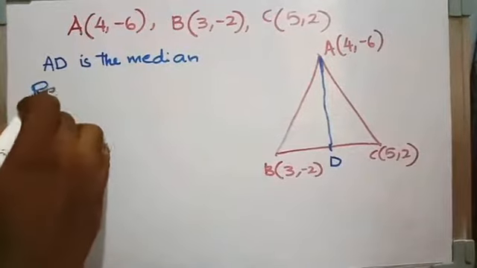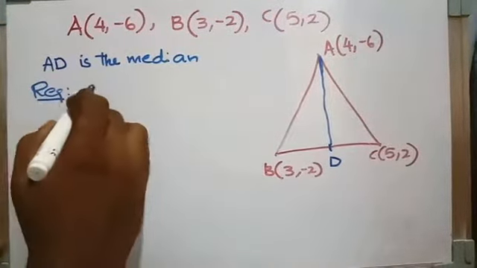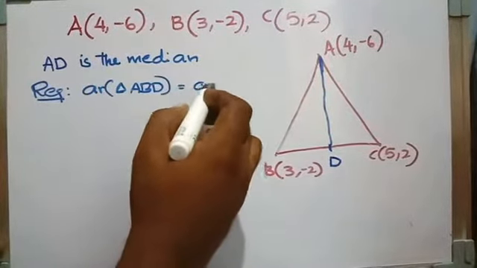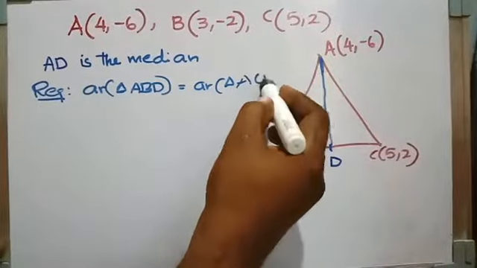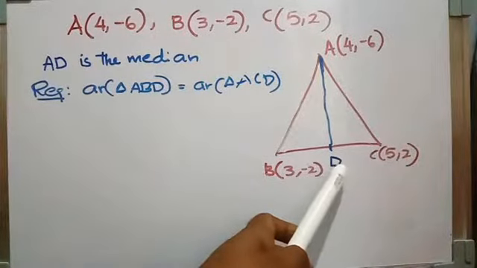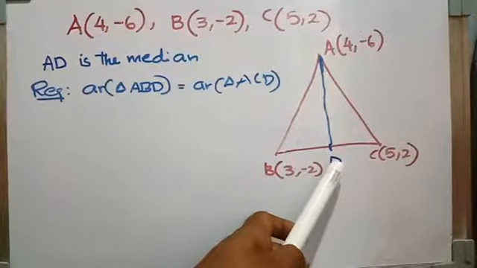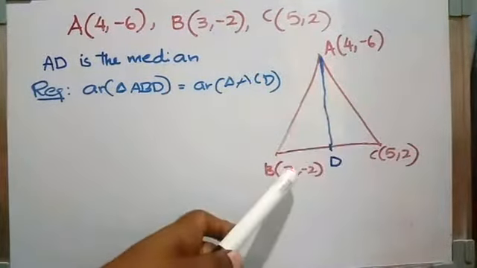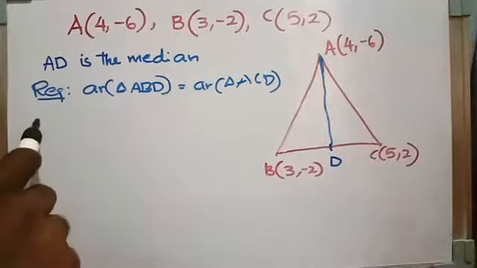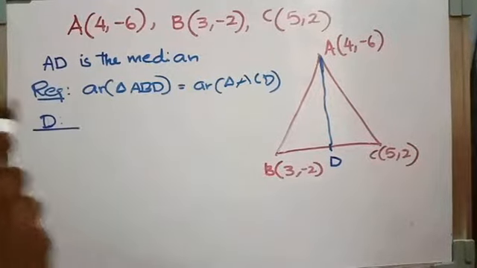We need to show that area of triangle ABD is equal to area of triangle ACD. But here the unknown point is D. So we have to find out the point D. You know, A is (4, -6), B is (3, -2), and C is (5, 2). But we do not know D. But we know one concept of D, as D is the midpoint of BC. So the first thing is we are going to calculate D.